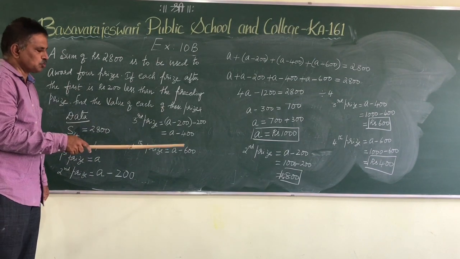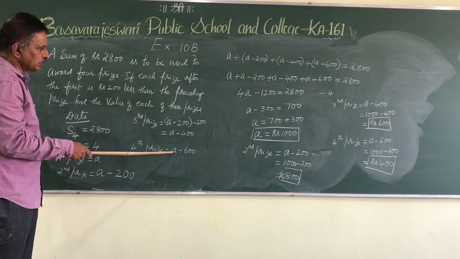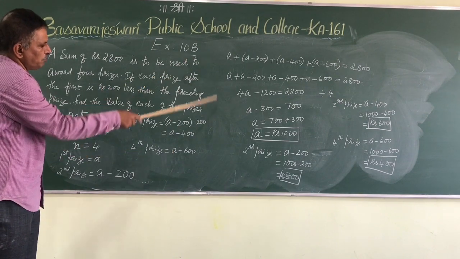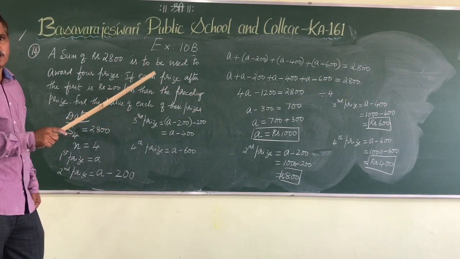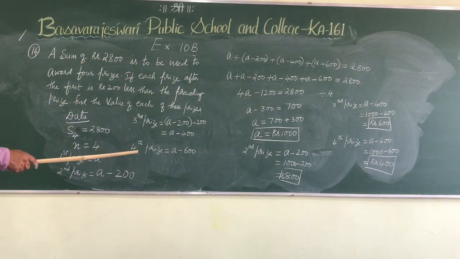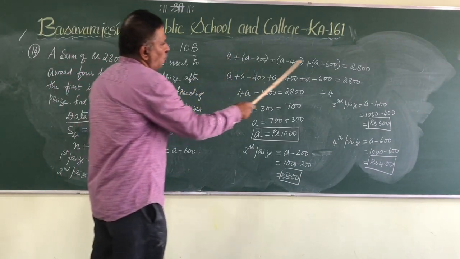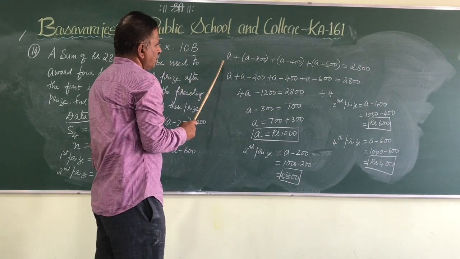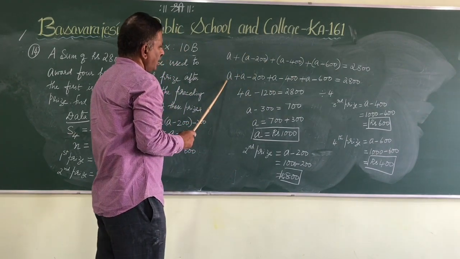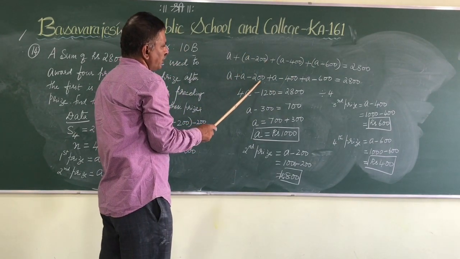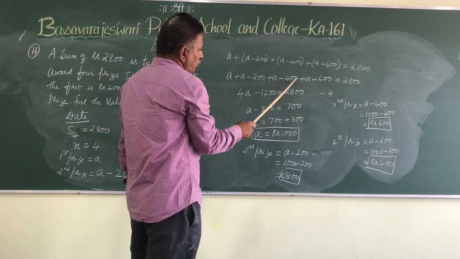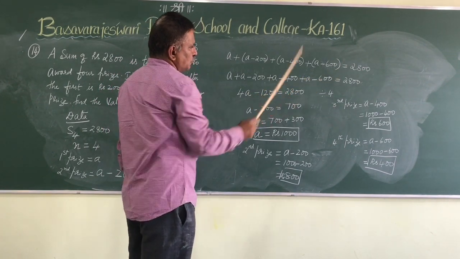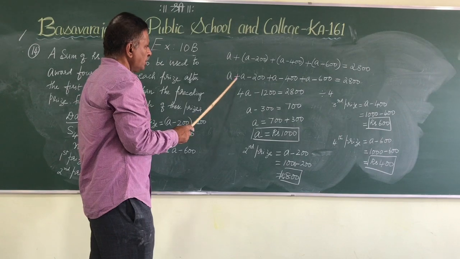Third price minus 200. That will give you A minus 600. So this problem has been solved as per the hint given in the textbook. What has he given? He has taken the sum of all the prices is equal to 2800. So when I remove the bracket, I'll get A plus A minus 200, A minus 400 plus A minus 600 is equal to 2800.